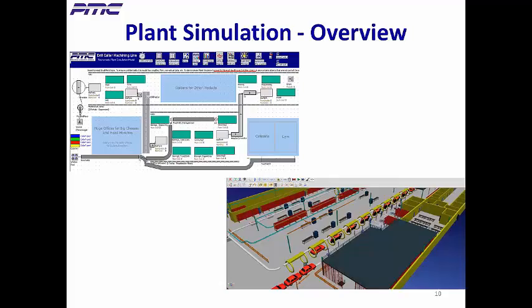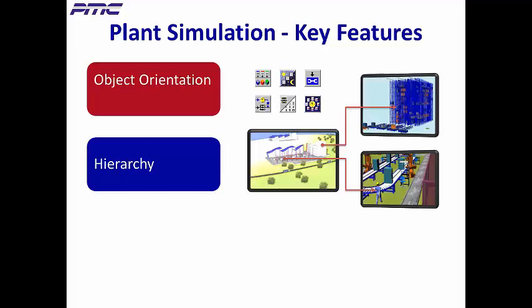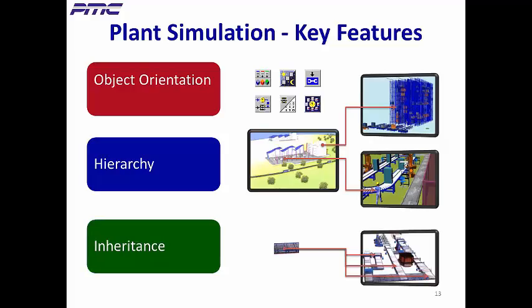Plant Simulation is overflowing with useful features, but I'd like to point out 3 of its unique key features. Object orientation provides intuitive use of powerful built-in and custom-made objects that let you build models quicker. Hierarchy lets you structure complex models in an intuitive manner. It also makes it easier for you to make changes without having to tediously rearrange things like other flat structured products require. Inheritance lets you make changes in one place. All children are changed accordingly. This ensures quality and can save you a whole lot of time.